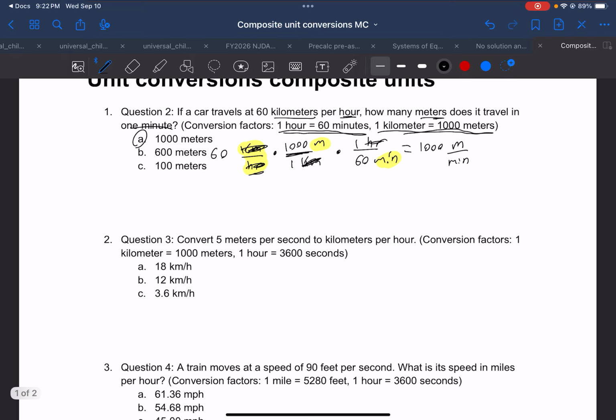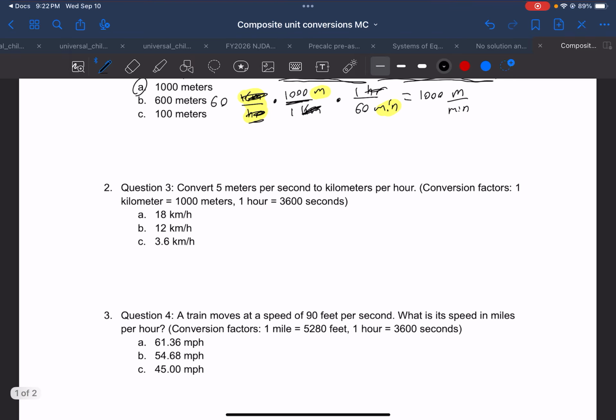So now we can do the same thing, this time going from meters per second. We're going from 5 meters per second, and we want to end up in kilometers per hour. Again, we have two conversion factors, so we need to first convert. We can do it backwards this time if we want. First, we can convert the seconds into hours using this conversion factor, and then we can convert the meters into kilometers using this conversion factor.